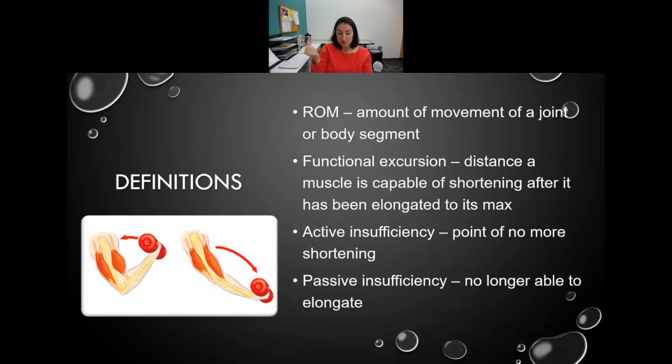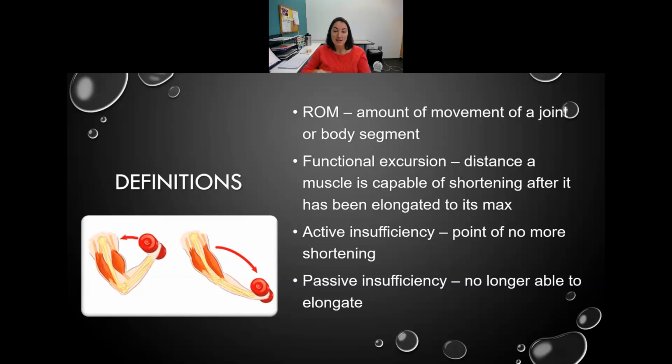The passive insufficiency is the point where the muscle can no longer elongate. An example of that is your hamstring. If you keep your legs straight and your knee straight, and you flex your hip, like you're lifting your leg up, then you cannot get full hip flexion because the hamstring is at its maximal length. Remember, it passes both the knee and the hip. It's at its maximal length and it's blocking that movement. So in order to get full hip flexion, you would have to bend the knee. That's an example of passive insufficiency.